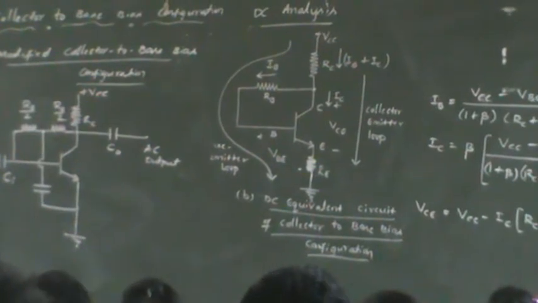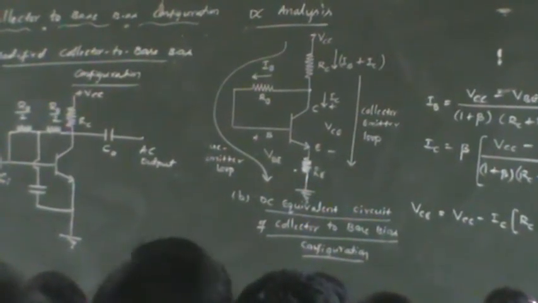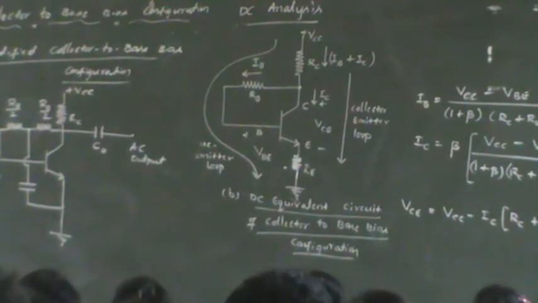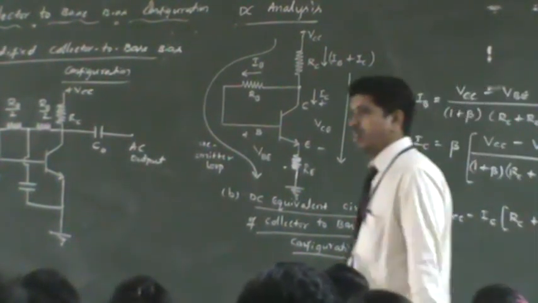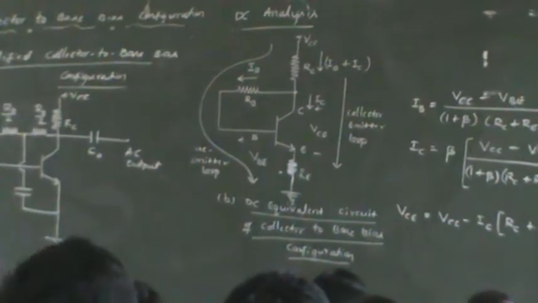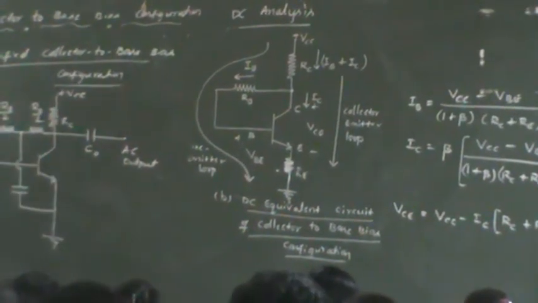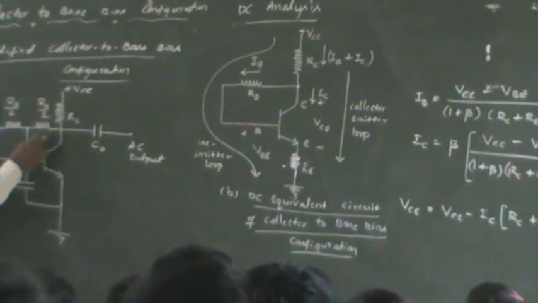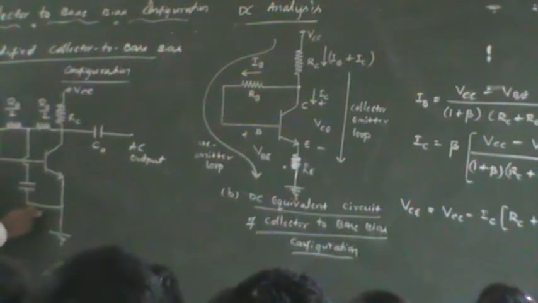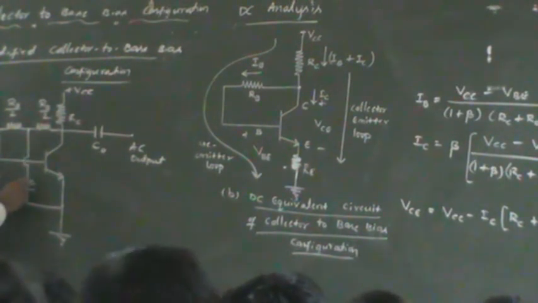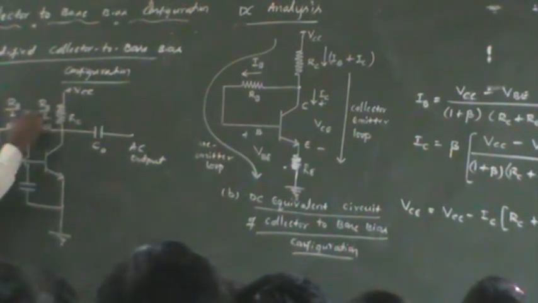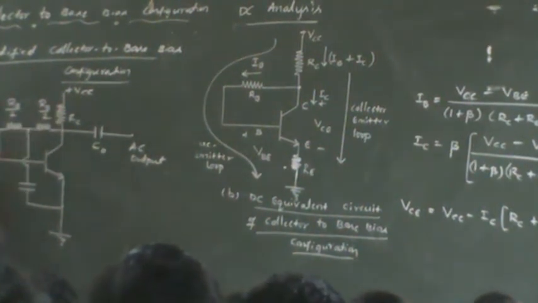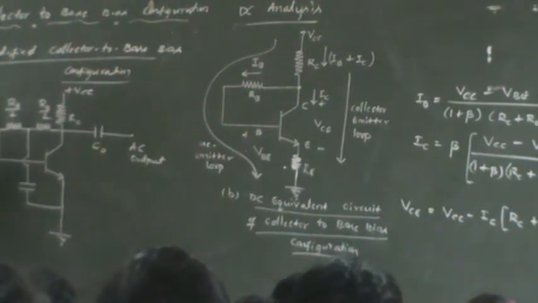Look at this. What will happen if you go for the DC analysis for this circuit? What will happen to the DC equivalent when you want to write it? See, for DC equivalent, this capacitor will be removed. RB by 2, RB by 2 will become again RB, that is the same as the original circuit. No problem with it. What about for the AC?